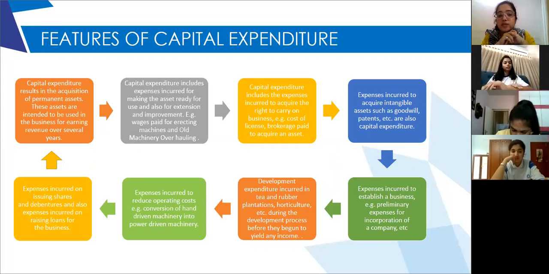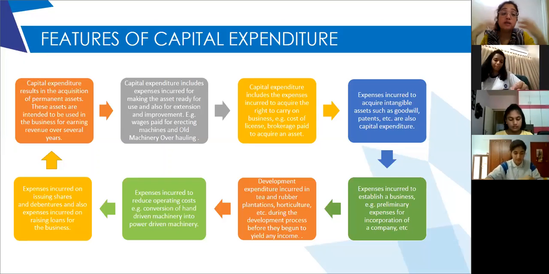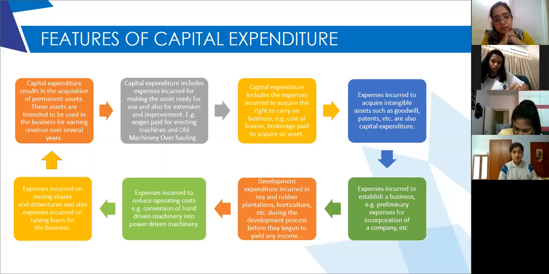Capital expenditure may include expenses incurred to acquire the rights to carry on a business, like the cost of licensing, when you start a company, incorporation, or any brokerage to acquire an asset. Expenses incurred to acquire intangible assets, to build the goodwill of the company. Money I'm spending on advertising or on any measure that can build the goodwill of the company and increase the earning capacity of the business comes under capital expenditure. Expenses incurred on issuing shares and debentures also come under capital expenditure.